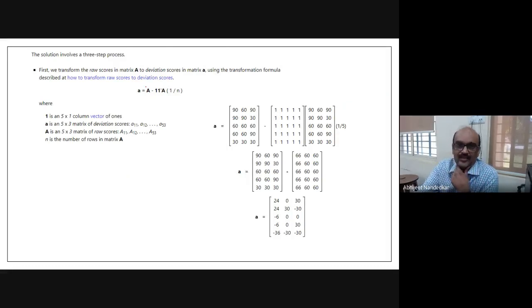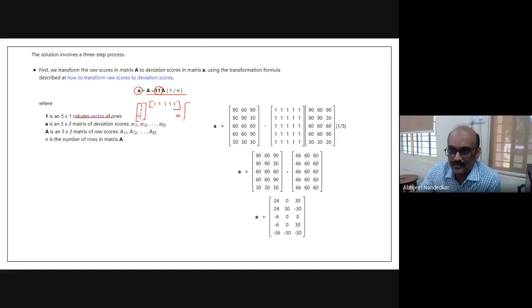So we will require 3 steps to do this. Now the first step is to calculate this small a matrix, which is equal to A minus 1 1 transpose A into 1 by n. So what is this? This 1 is a 5 by 1 column vector, and transpose of that will be 1 1 1 1. So these are 5 ones, and then you take 5 ones horizontally. So this is the outer product.